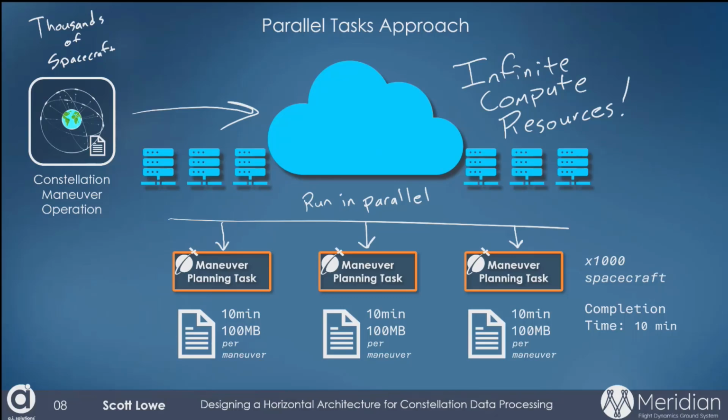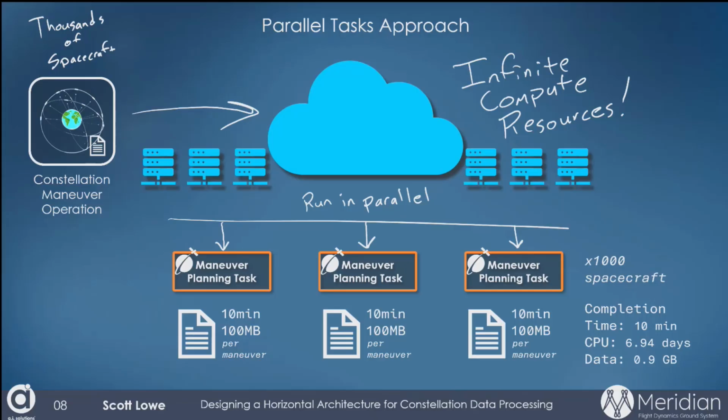So if each maneuver planning task can be handled totally separately and doesn't need to do things like share state, then in theory, if you had all 1,000 of these maneuver planning tasks running simultaneously, you could get the completion time down to 10 minutes.